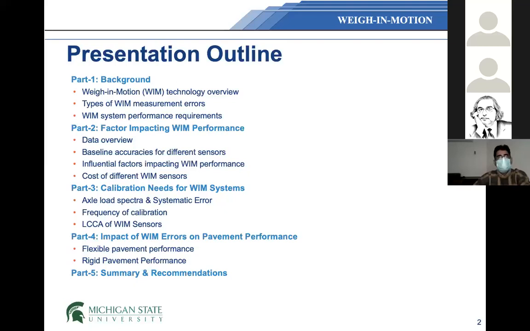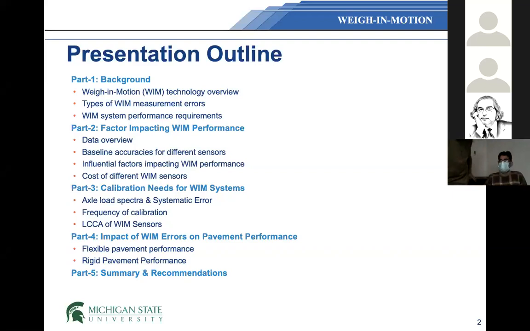There are certain factors we need to consider while we select a site for a WIM sensor installation. We looked at all different states in the US, and we have the Long-Term Pavement Performance data, which contains all the WIM data for different states. I'm going to talk about the accuracies we can achieve with different WIM sensors. This is important because they are actually using these sensors, and these accuracies are coming from field data. I'm also going to talk about the life-cycle cost of different WIM sensors, or the expected life of each of those sensors.